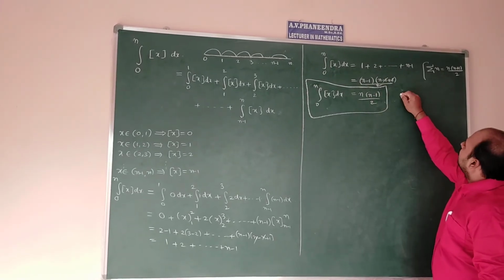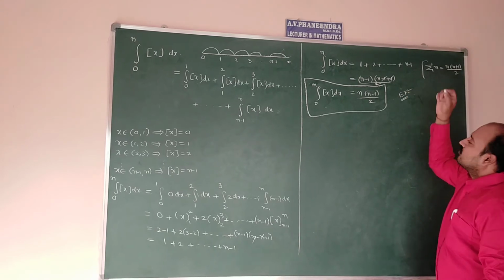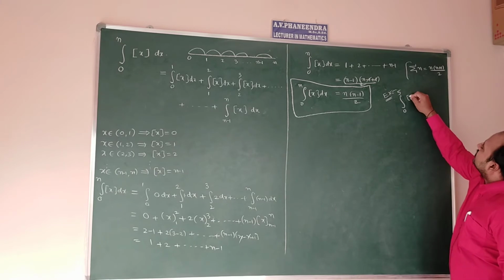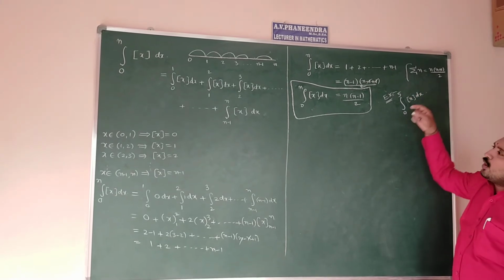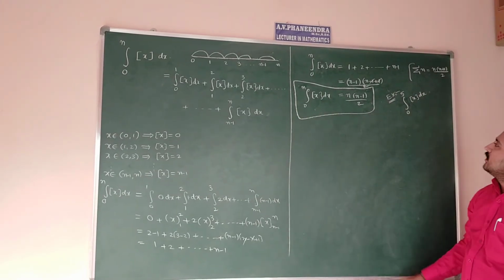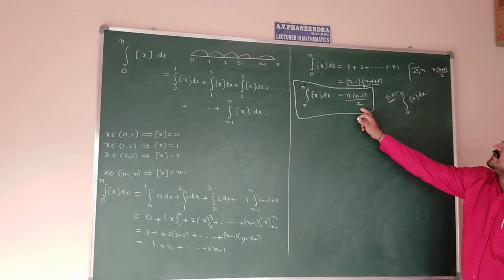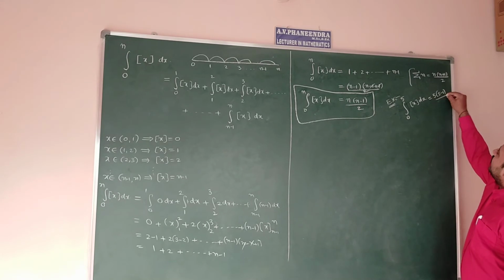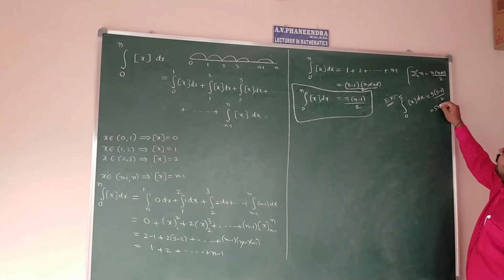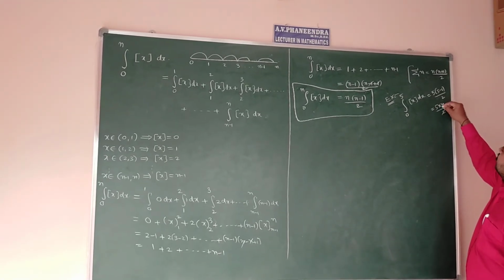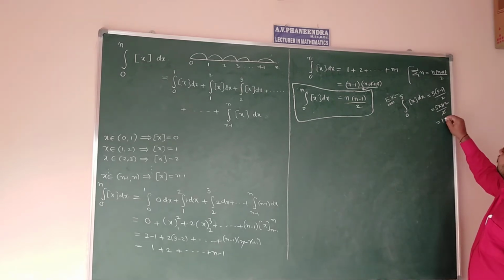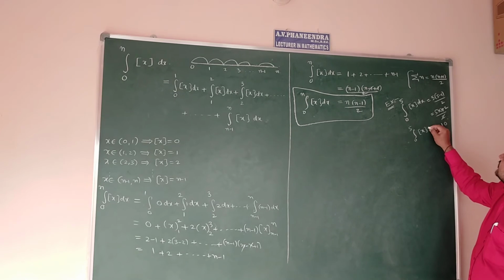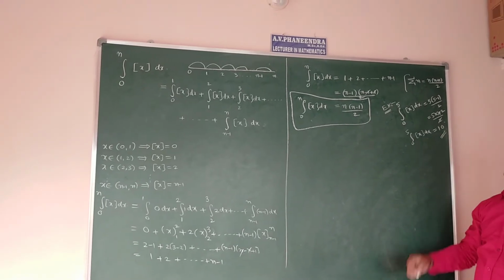For example, integral 0 to 5 step x dx. No need to do this procedure. Directly wherever n is there, you have to replace here. 5 into 5 minus 1 divided by 2, 5 into 4 divided by 2, 2 ones are 2, 2 twos are 4, 5 twos are 10. Therefore, integral 0 to 5 step x dx is equal to 10.